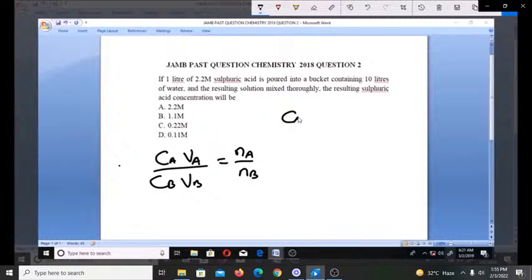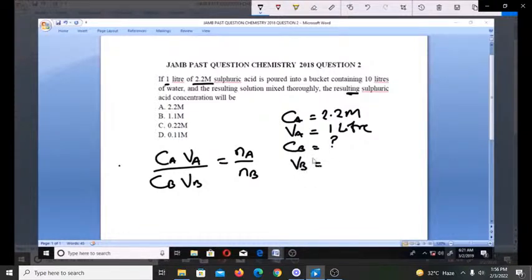Now, what is our Ca in this case? Ca is the concentration of the sulfuric acid and it's given as 2.2 molar. Now, what is Va in this case? We are taking the acid as A. So the volume of the acid is 1 liter. Now, what is Cb, which is the resulting concentration when it is thoroughly mixed, which we don't actually know. And Vb is the volume of the water this time around, which we are given as 10 liters.